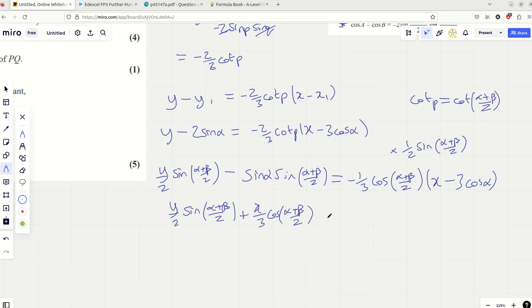That's handy. And then if I move this across the equals, I'm going to have sine alpha plus beta over 2 plus, and then when you do minus 1/3 cos alpha plus beta over 2 times by this term, you're going to get cos alpha plus beta over 2.